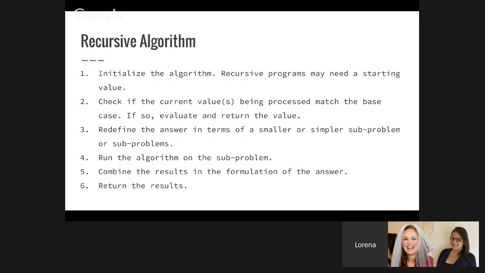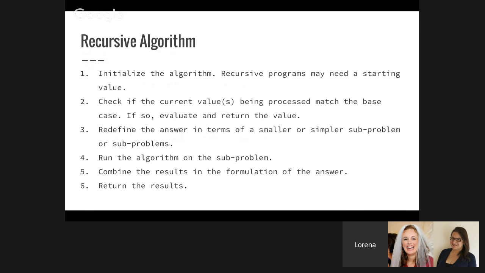So step one, we initialize the algorithm. Step two, check if the current values being processed match the base case. So back to going home: if I'm going home, I want to say, hey, am I home? And my base case was, yes, you are home, stop moving. If that's a match, then we can say, okay, I'm done. I'm just going to return the value, yes, I'm home.